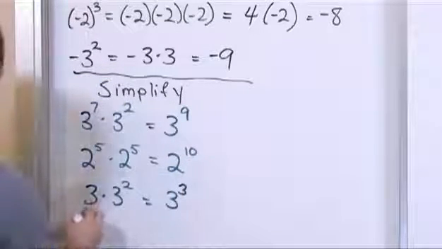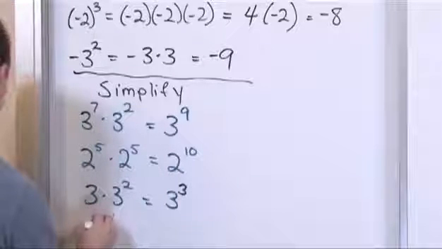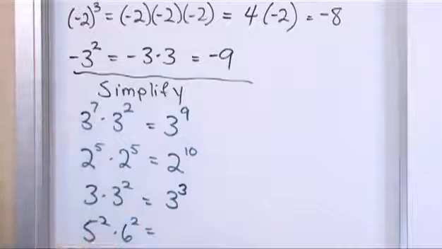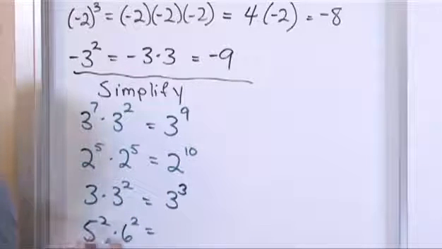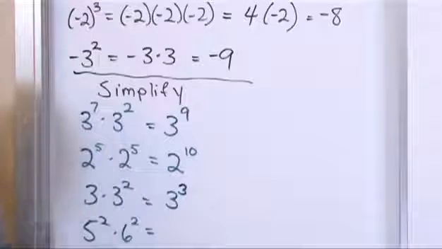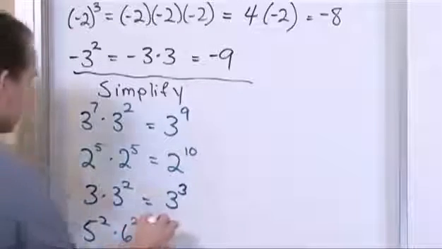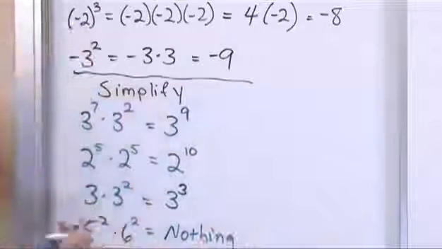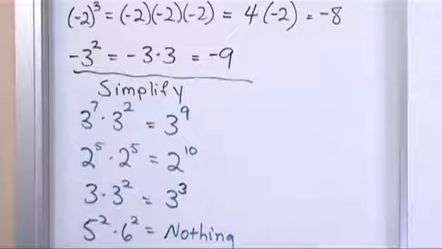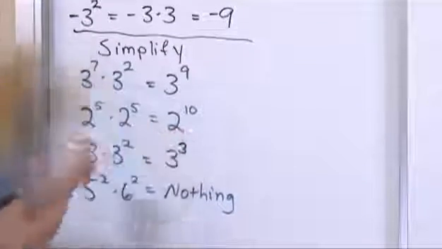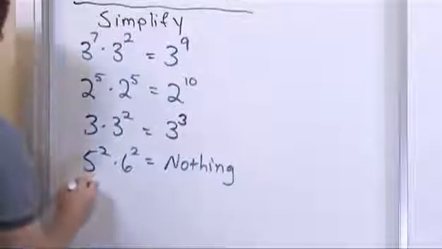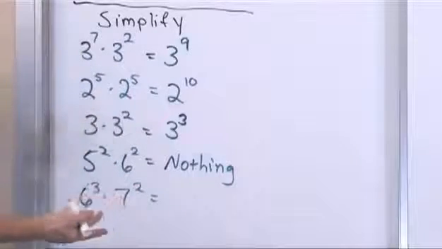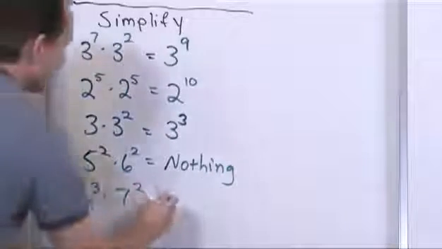Now what if we had 5 squared times 6 squared? How would we do that? Well, we can't do anything here. We can't simplify it anymore because these are different bases. So this is 5 times 5 and this is 6 times 6. So there's really nothing we can do. It's not saying it's wrong to do the multiplication here. It's just saying that I can't make it any simpler. Here I'm simplifying this into something easier. What if I had 6 cubed times 7 squared? Well, there's nothing I can do there. The bases are not the same.